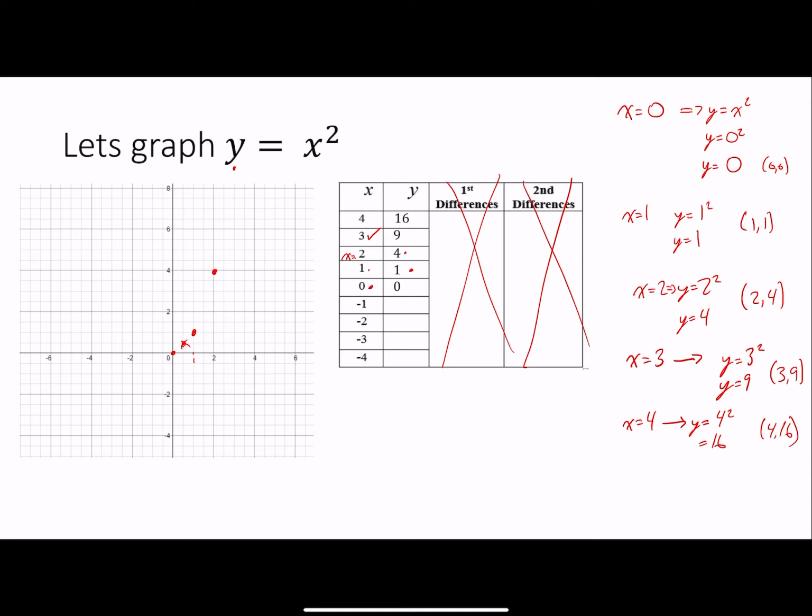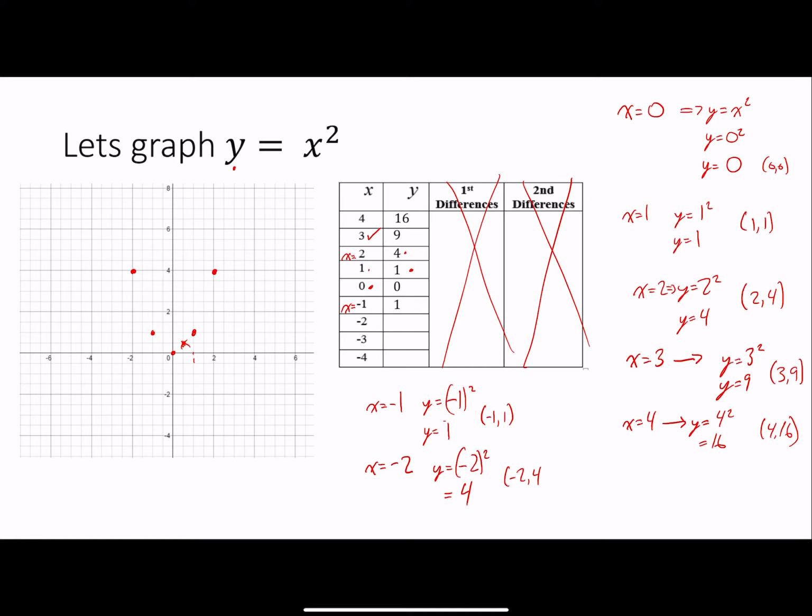Now, when x is equal to minus 1, y equals minus 1 squared. Y is equal to 1. So my next point is (-1, 1). My next point is x equals minus 2. Y equals minus 2 squared, which is equal to 4. Now, what I want you to notice is that now my point is (-2, 4).